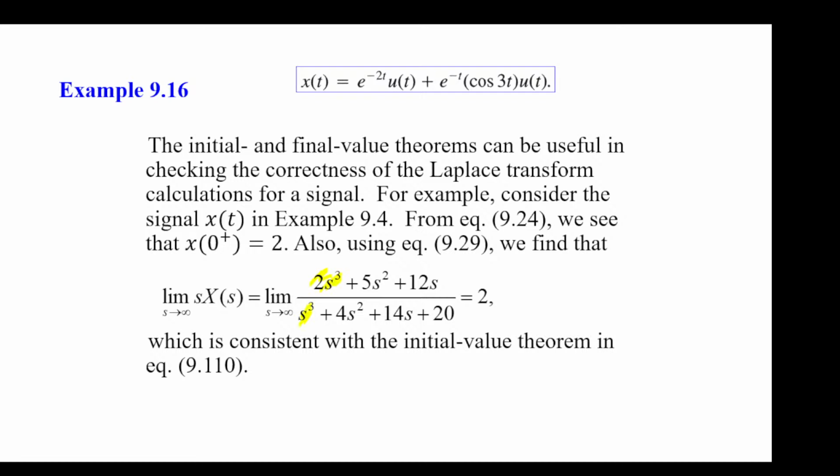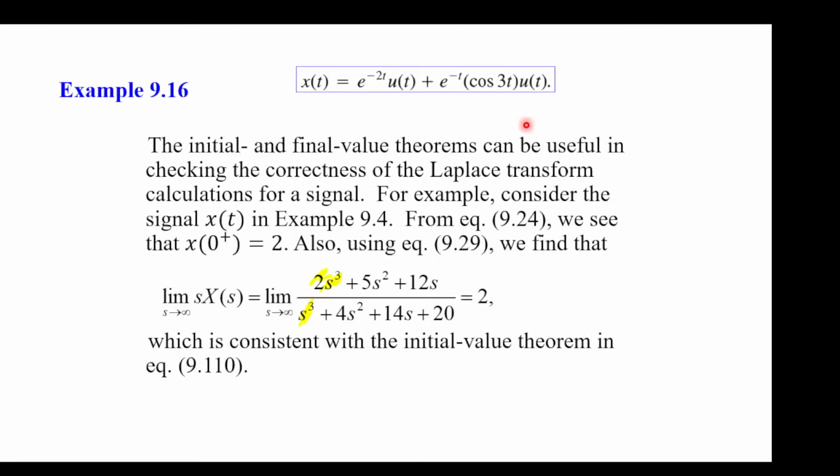So when s goes to infinity, you only look at this, and the s cubed cancels with s cubed, so you're left with 2. So you see that this 2 is consistent with the initial value theorem. And I guess we can also look at the final value theorem here.